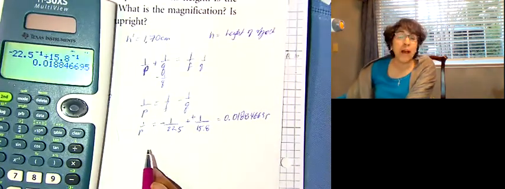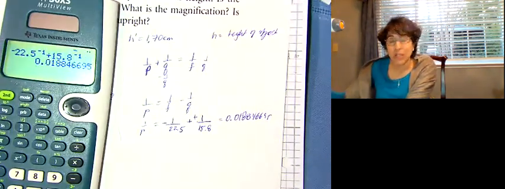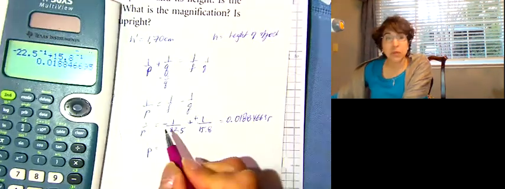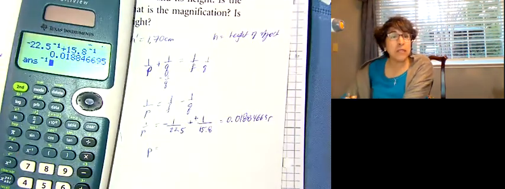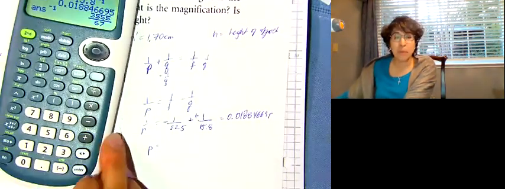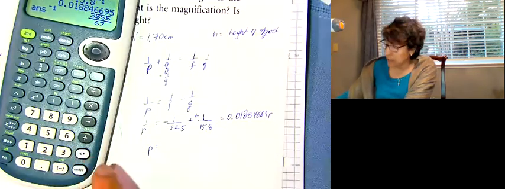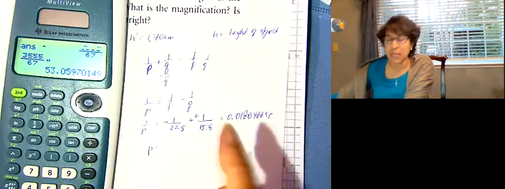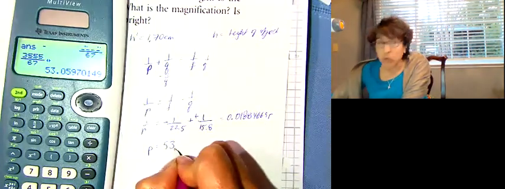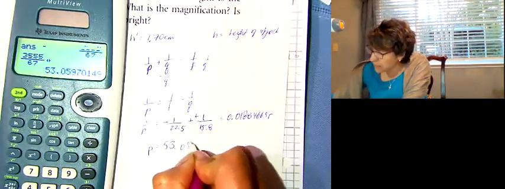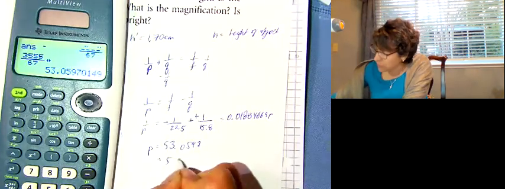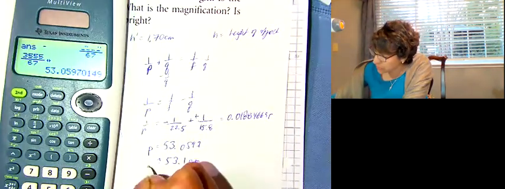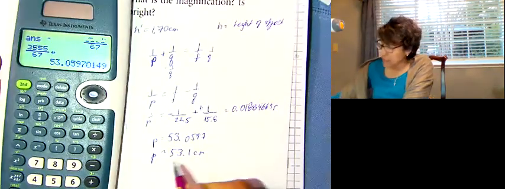That's 1 over p. I don't want 1 over p, I want p. So I'm just going to invert that. So p is equal to, let's invert that. Please give me the reciprocal. And I get this number. When that happens, you've got to press this other button. Nice, they reduced it for you. All right, so I get 53.0597. So say about 53.1 centimeters. That's what P is equal to.